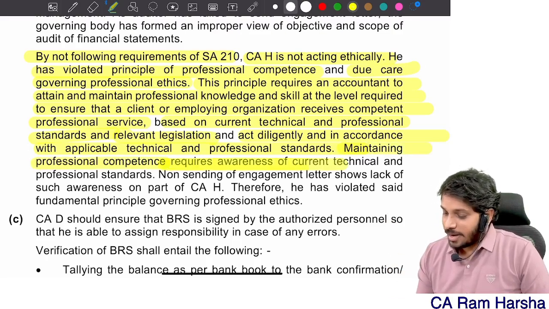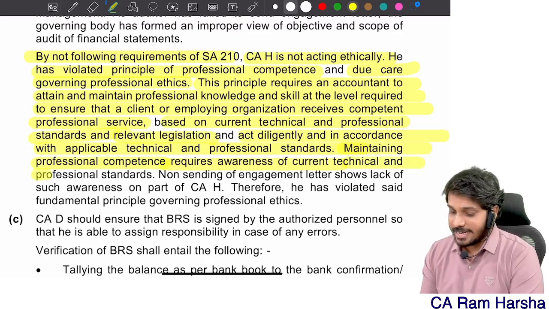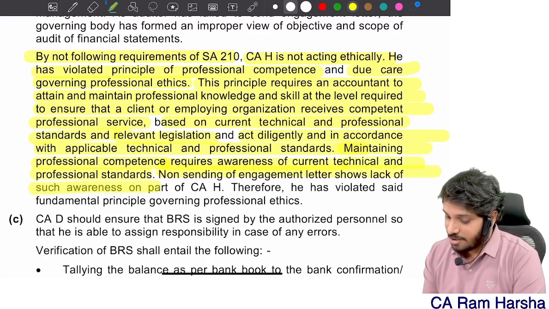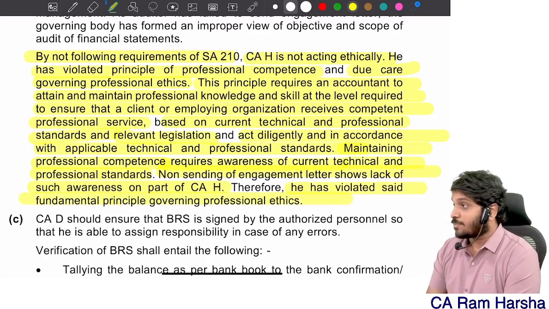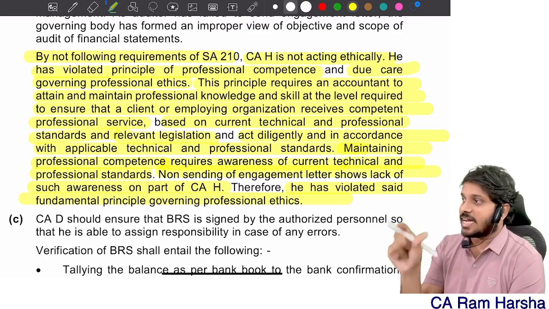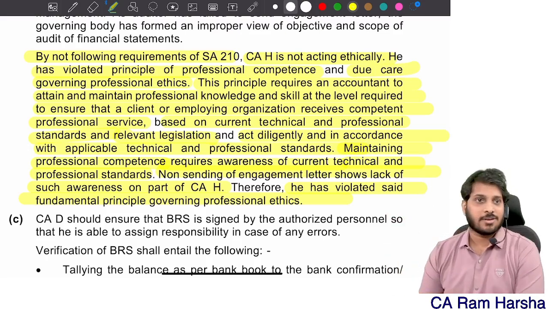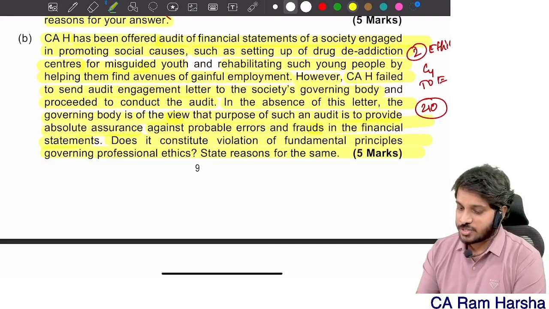Maintaining competence requires awareness of current technical professional standards. Not sending an engagement letter shows lack of awareness on the part of the auditor. Therefore, he has violated the said fundamental principle of professional ethics. You need to figure out exactly which element is not complied with. Clear? Next.